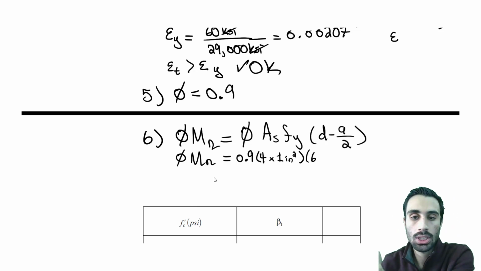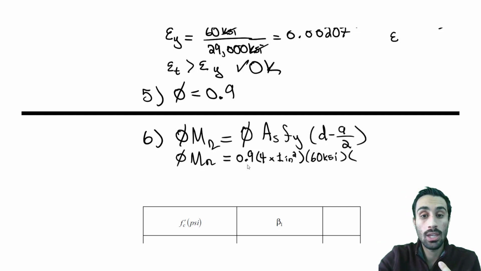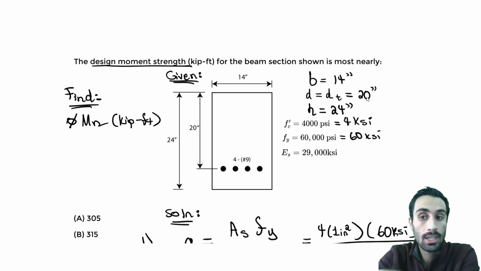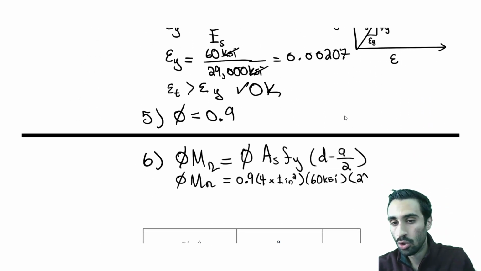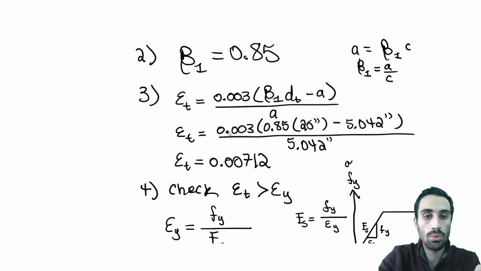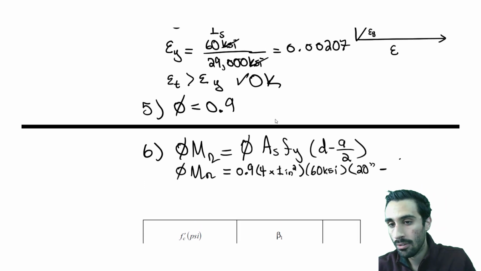I'm going to stick with ksi. And then we take that times d. Our d value we set at the very beginning is how much? Let's go above. That's 20 inches. So for d, you put 20 inches. You do minus the a value. That a value, let's go, 5.042. We found that. 5.042 inches. And you take that divided by 2.